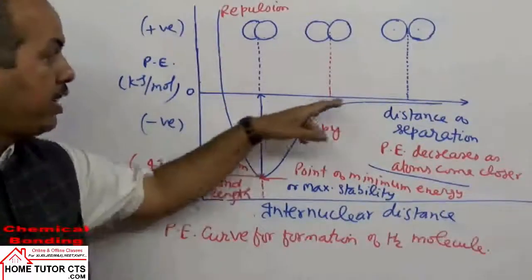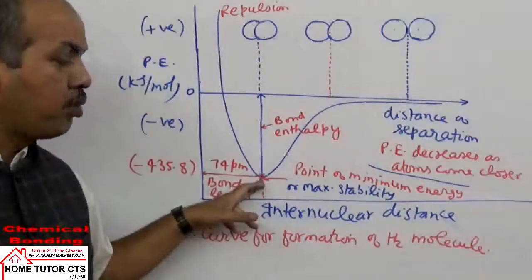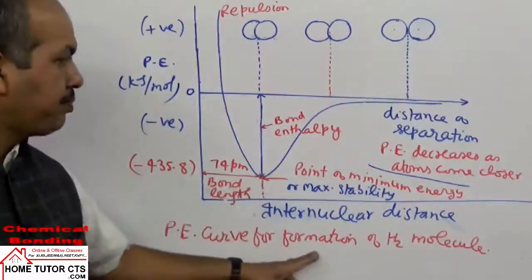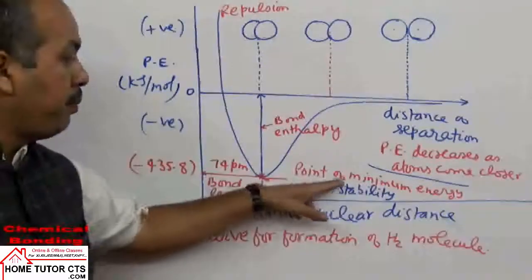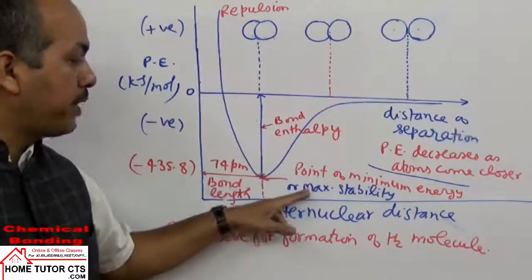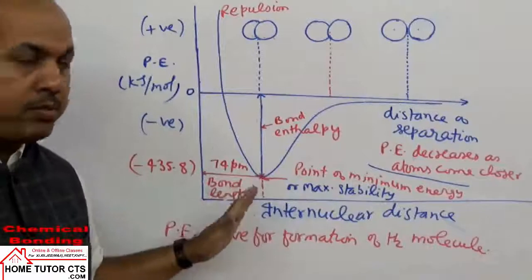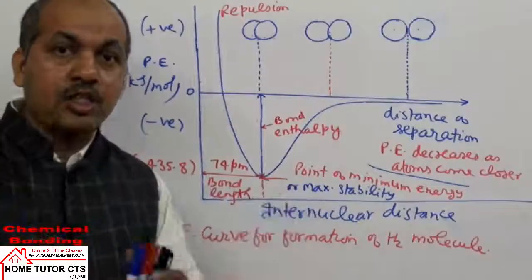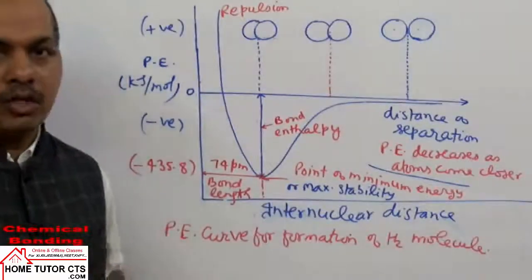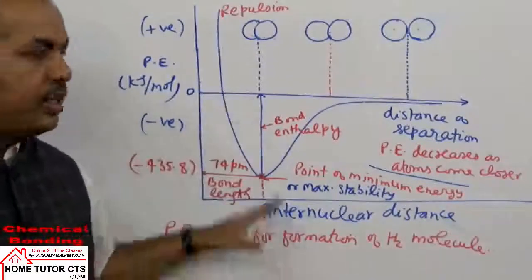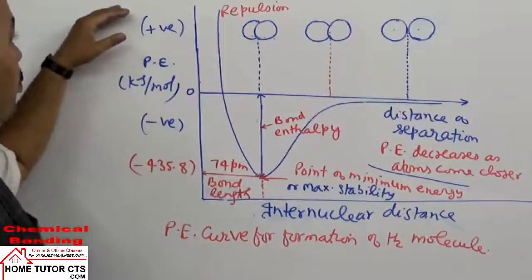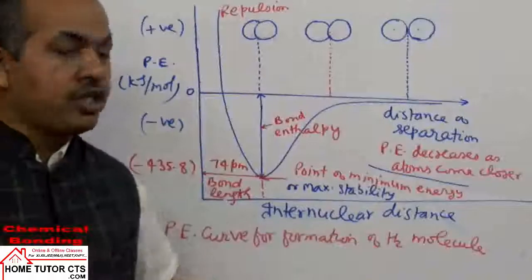bond formation from atoms to molecule, we will have the molecule H2 existing. So at the point of minimum energy or maximum stability, there is bond formation, or we have two atoms existing together as a molecule. Okay, that is the potential energy curve for formation of the H2 molecule.